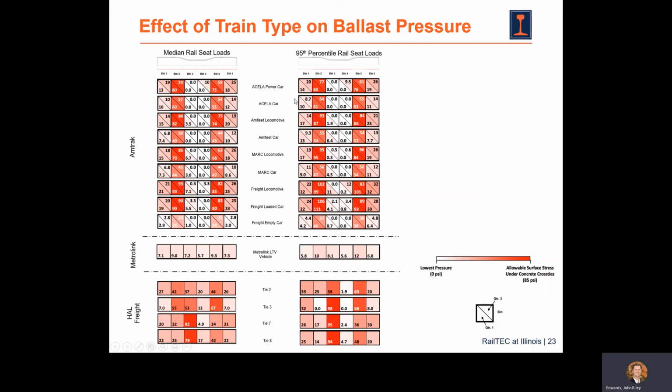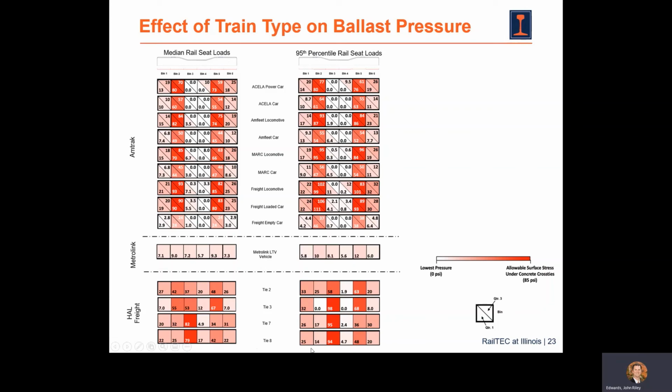So above at Amtrak, we are varying the different types of rolling stock that are operating over the field site. In St. Louis, we only have one type of vehicle that's operating over that field site, so it's shown here, and we've looked at it earlier.